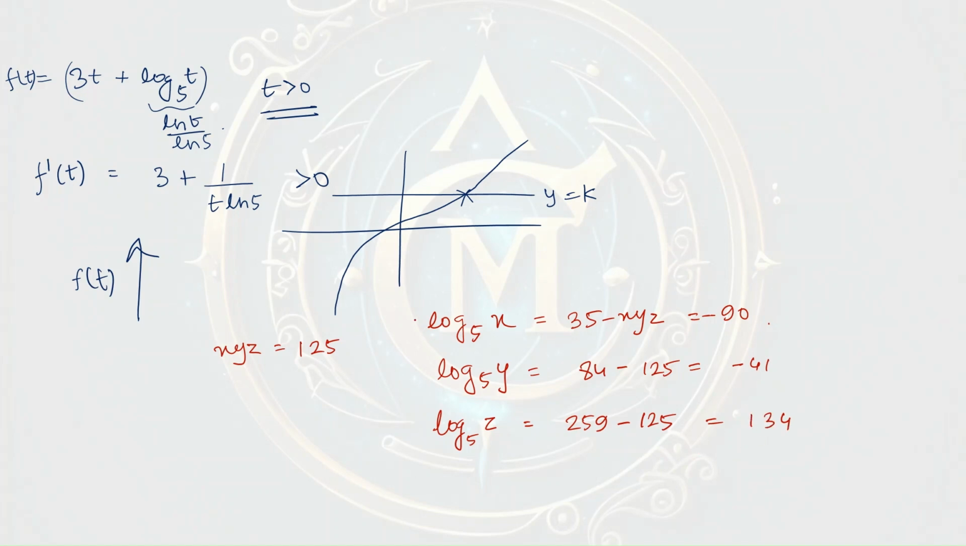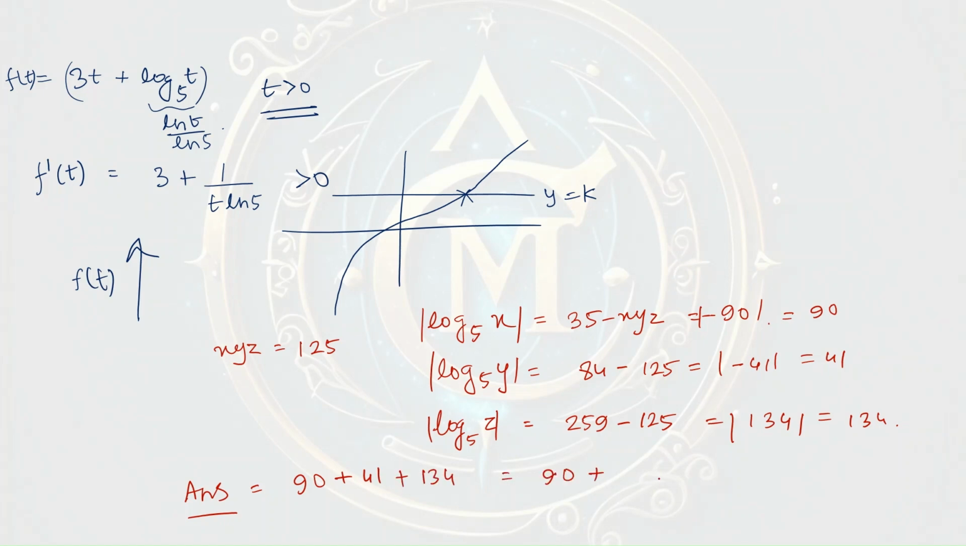So if we take the modulus of these, they will be equal to 90, 41 and 134. That means the answer for this question will be the sum of them. So 90 plus 41 plus 134. So 90 plus 41 is equal to 131, then 265. So it is equal to 265.